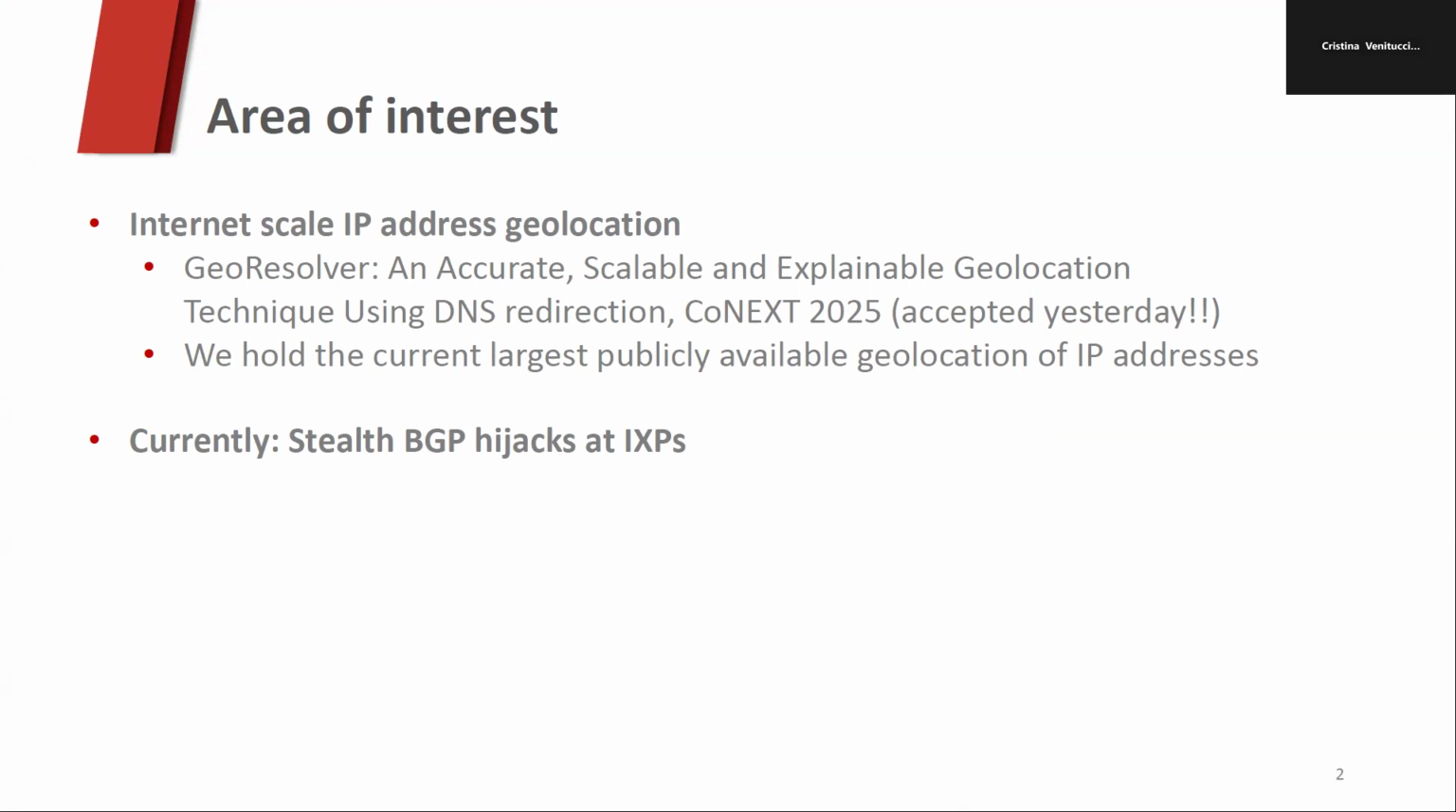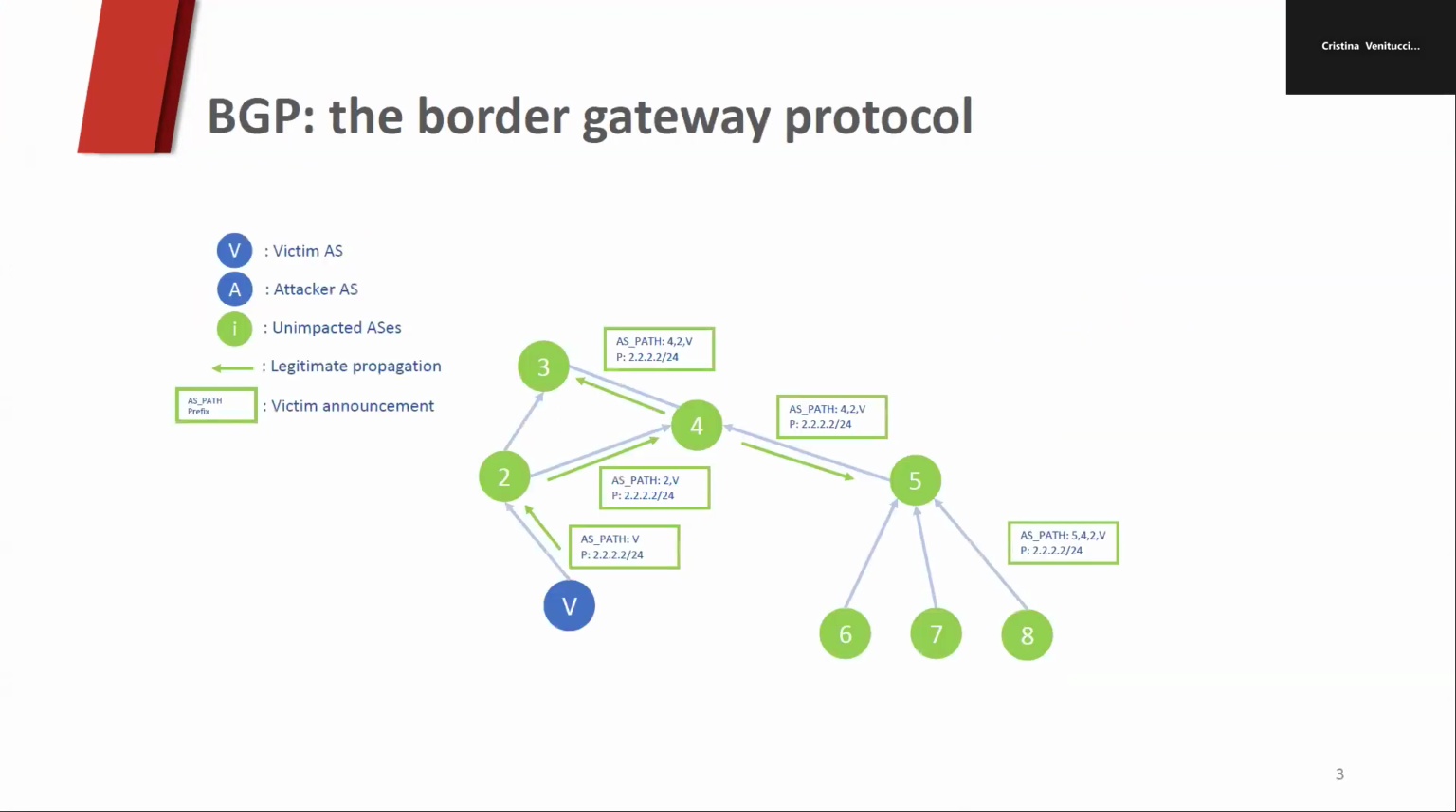And currently, I'm working on the project of BGP hijacks at internet exchange points. So BGP, very briefly, is the unique protocol for exchanging data between autonomous systems. So we have an autonomous system V that wants to share its prefixes to the rest of the internet. It will announce the route to its provider, and then the route is propagated through the internet until every AS knows how to reach those prefixes.